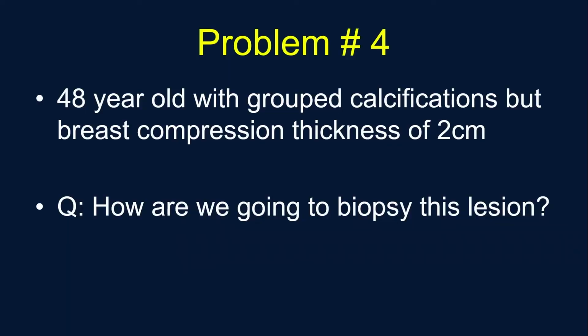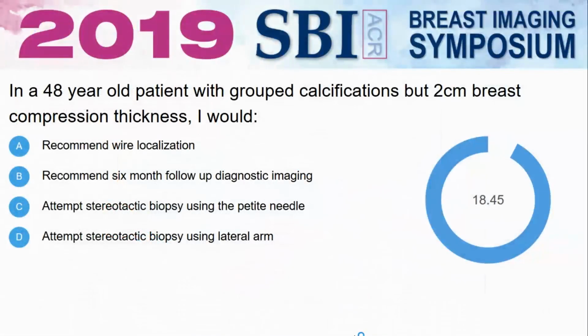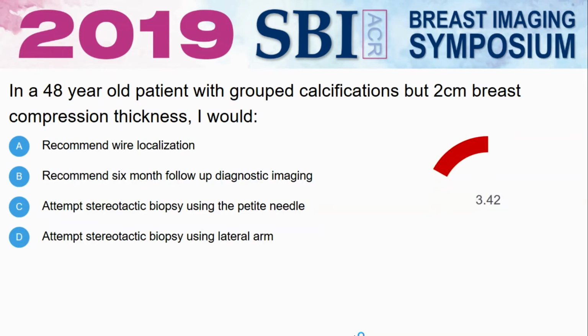Okay, I think you're up again, Suju. A 48-year-old with grouped calcifications, but you've got a very thin breast, only 2 centimeters thick. Think about how you're going to deal with that thin breast. I think we actually have an audience response question. A 48-year-old, breast 2 centimeters thin. Would you A, recommend localization, B, recommend 6 months follow-up, C, attempt with petite needles, D, attempt stereo biopsy with lateral arm?